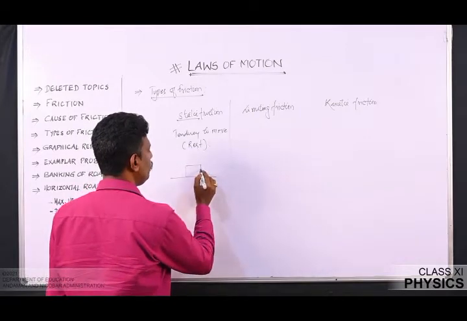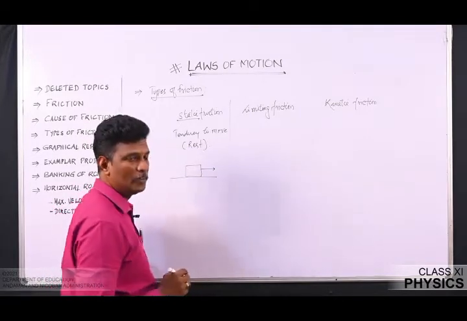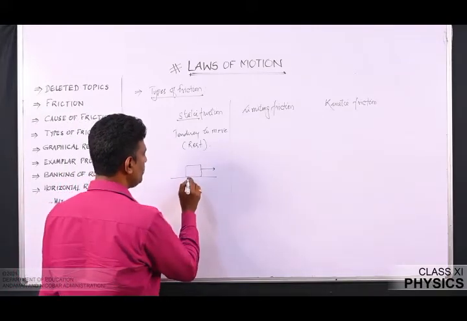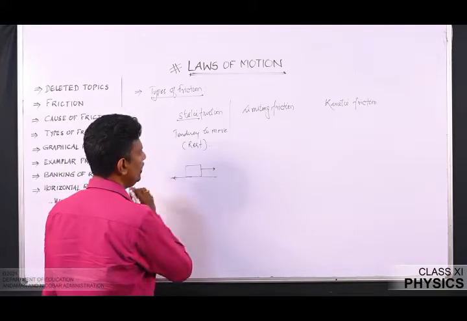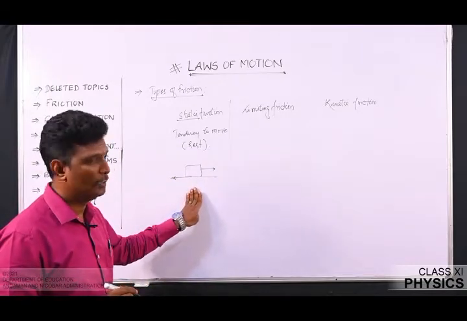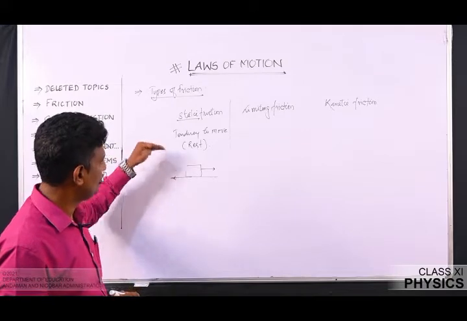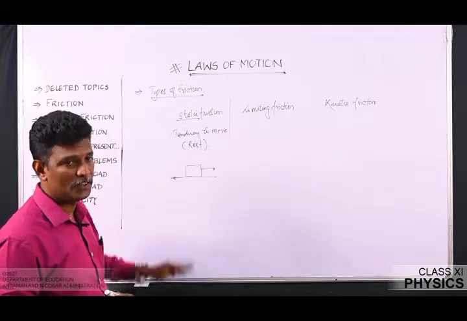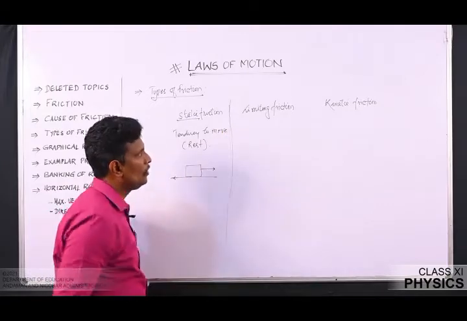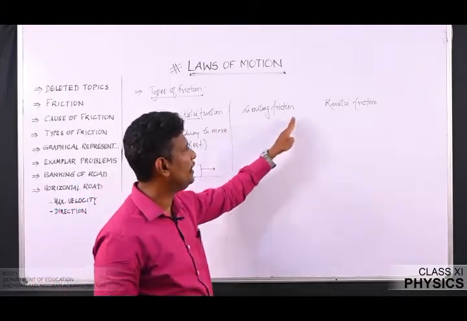I have applied force along this direction, but the body is not moving. That is being compensated by the frictional force in the opposite direction. That is why the body is not moving. Such friction is called static friction, at which the body is at rest. Now come to the limiting friction.